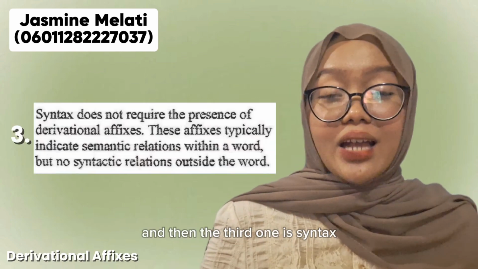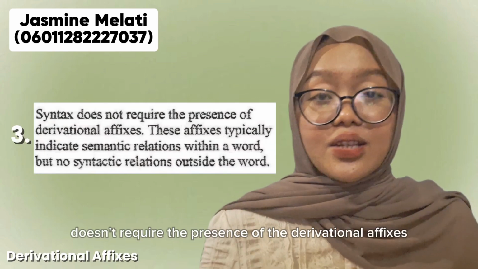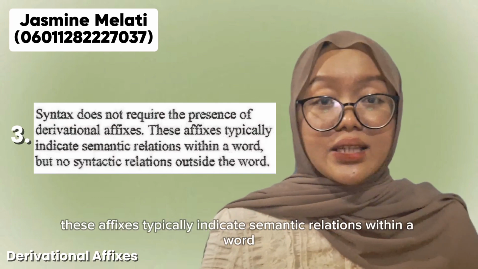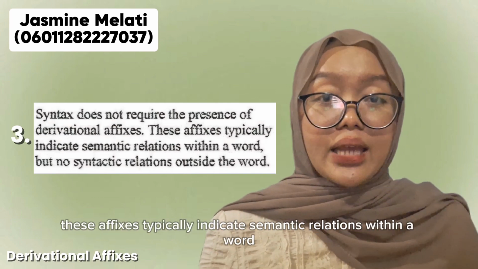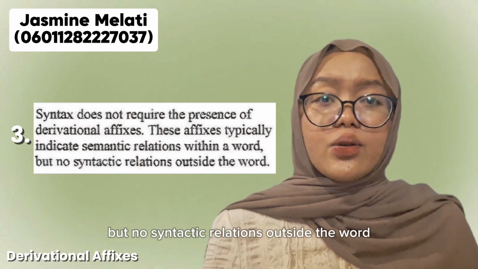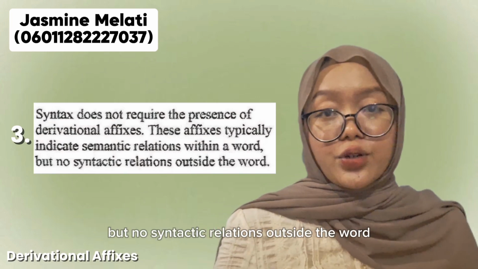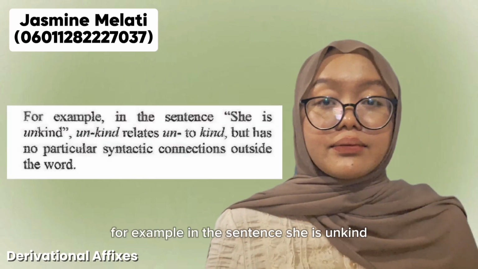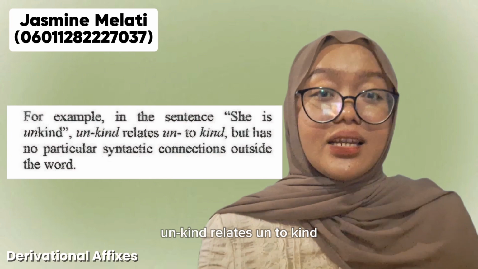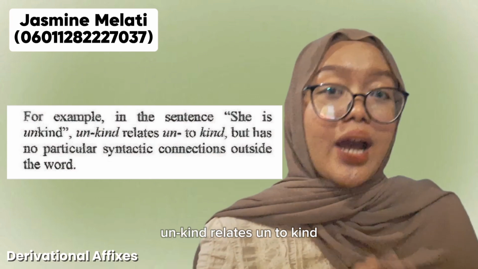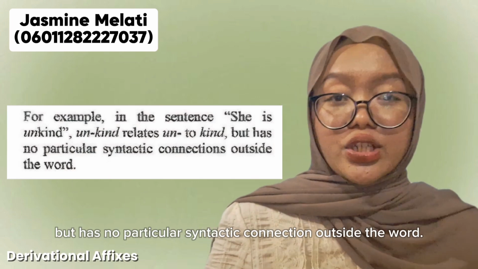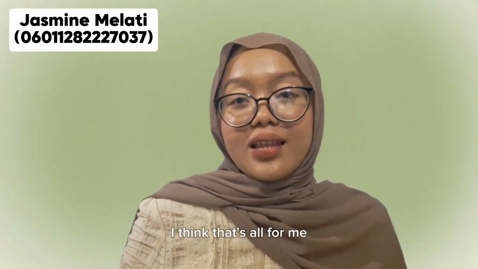And then the third one is syntax doesn't require the presence of derivational affixes. These affixes typically indicate semantic relation within a word, but no syntactic relations outside the word. For example, in the sentence, she's unkind, unkind relates un to kind, but has no particular syntactic connection outside the word. I think that's all for me.